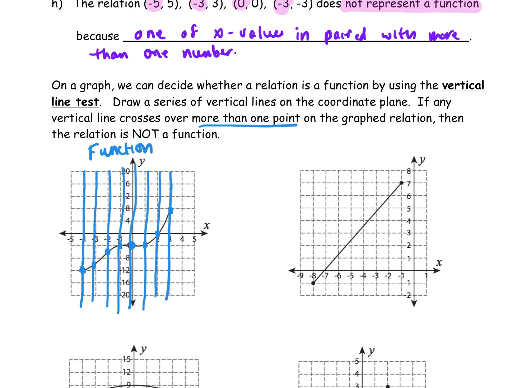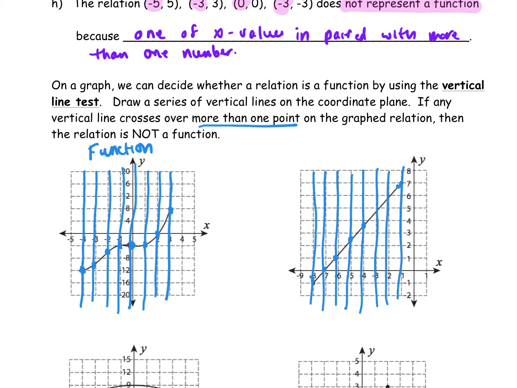And if we look at the next one, this would happen again. Each one of my vertical lines is only going to hit in one spot on the graphed line. Each time I do that, it's just hitting the graphed relation in one spot. And so no matter how many of these I drop, I'm just going to hit the graphed relation in one spot. So this is also a function.